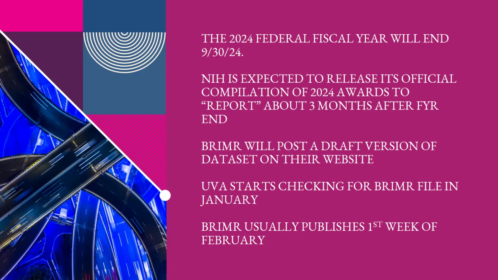Bremer will post a draft on their website. We start checking around January timeframe for that draft file, and then they usually publish the actual data in the first week of February. We do have a chance between when they publish the data and when they finalize their data to make manual corrections. We've utilized that in the past, and if necessary, we'll utilize it again this year. But we are hoping that with us getting a head start and with your all's help, we won't have to do that this year. Next slide, please.